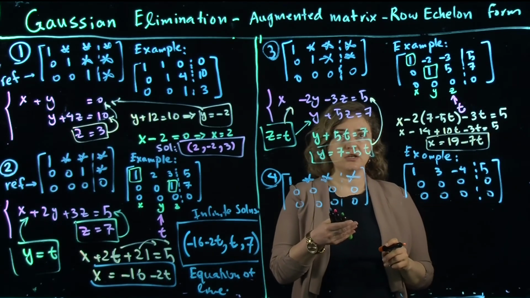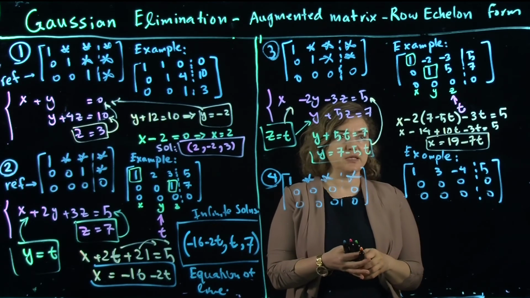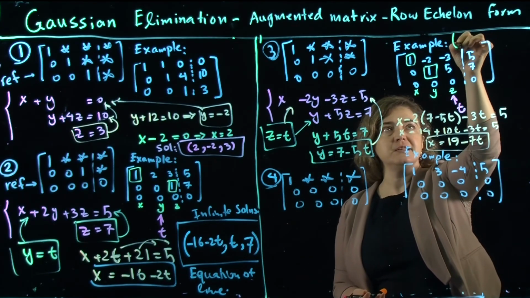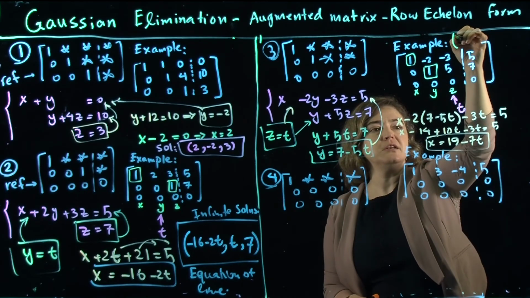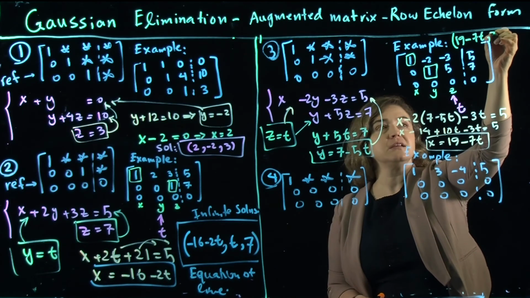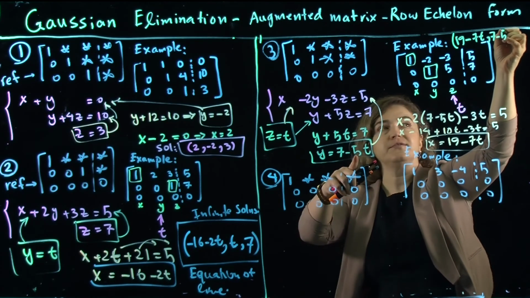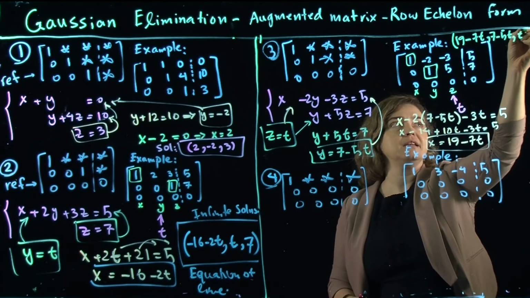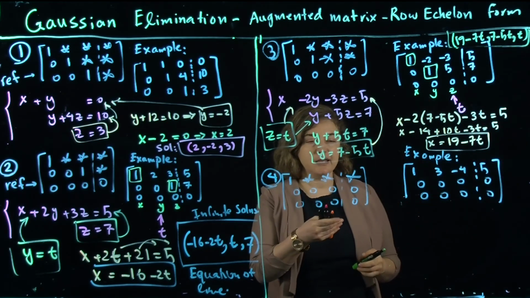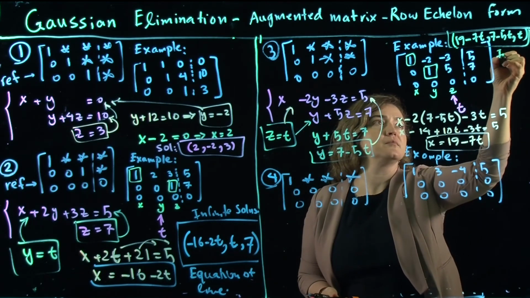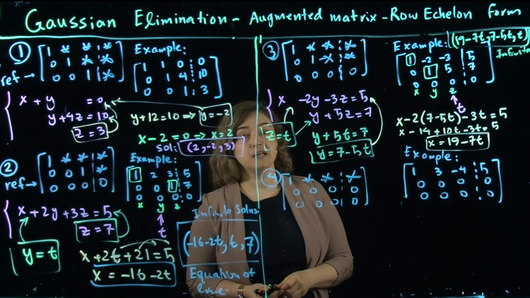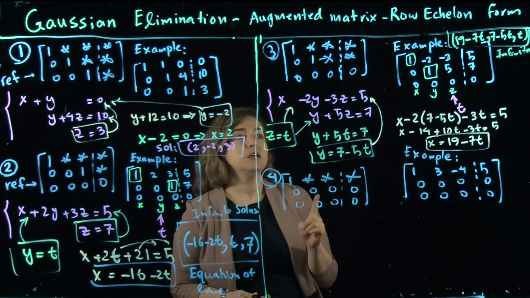And the solution to this is going to be, and I'm kind of running out of space, so I'm going to write it above that. The solution is going to be (19 minus 7t, 7 minus 5t, t). Infinite solutions again, and this is an equation of a line again because we have only one parameter.